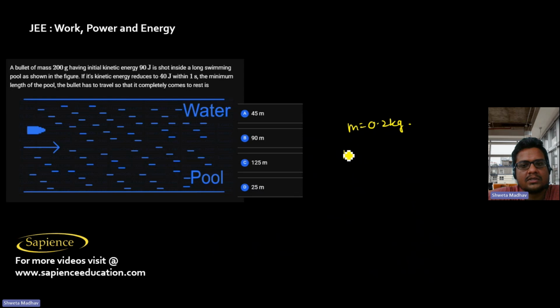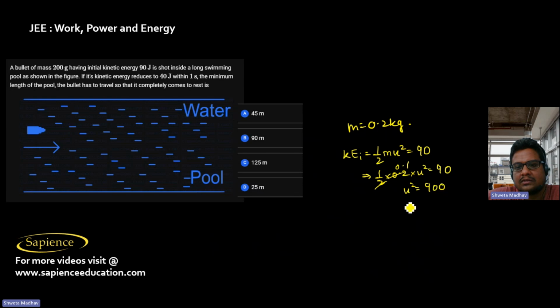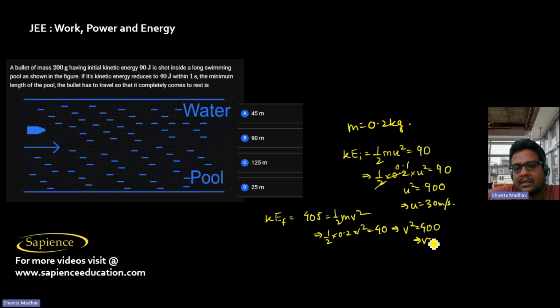Therefore, the initial kinetic energy, that is equal to half mu square, is equal to 90 joule. So half into 0.2 into u square is 90. So this is 0.1, so u square will be equal to 90 by 0.1, so 900. So u will be equal to 30 meter per second. And similarly, the final kinetic energy is equal to 40 joule, that is half mv square. So half into 0.2 into v square is equal to 40. So v square will be equal to 400, so v equal to 20 meter per second.